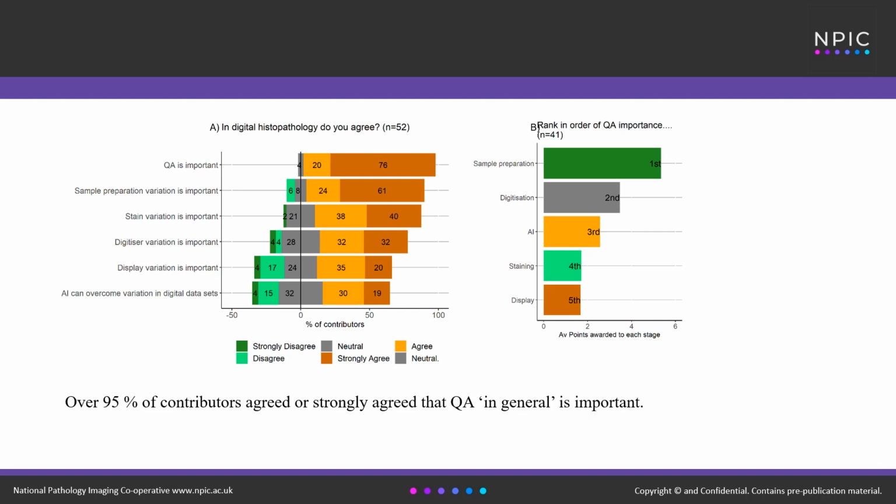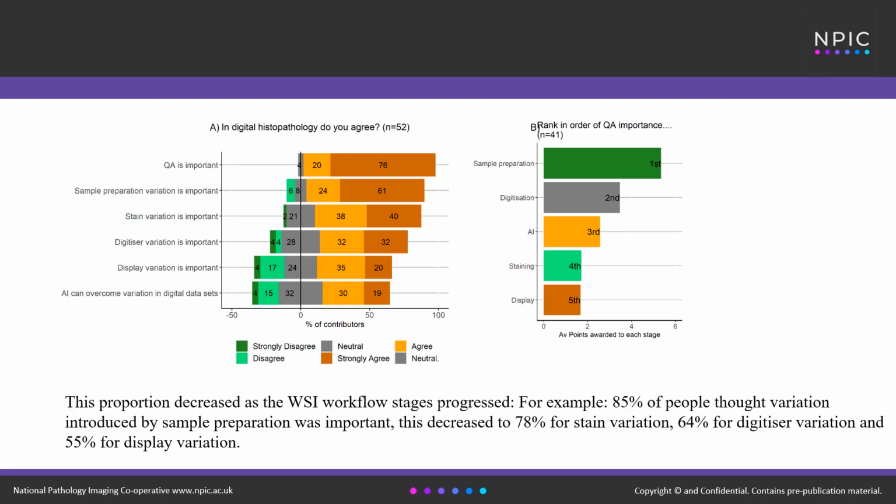So our findings from this were that over 95% of contributors agree or strongly agree that QA in general is important. Great. But this proportion, interestingly, decreased as the workflow steps progressed. You can see a nice stepping on the image there. For example, 85% of people thought that variation introduced by sample prep was important. When you got to stain variations it was 78, and then 64 for digitizer, and then down to 55 for display variation.